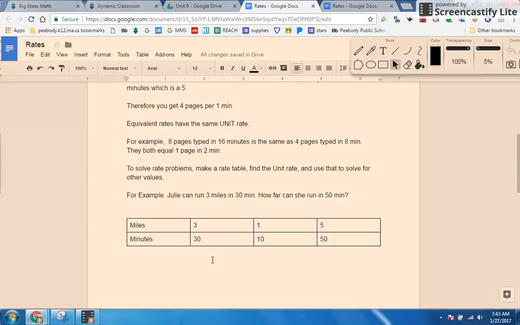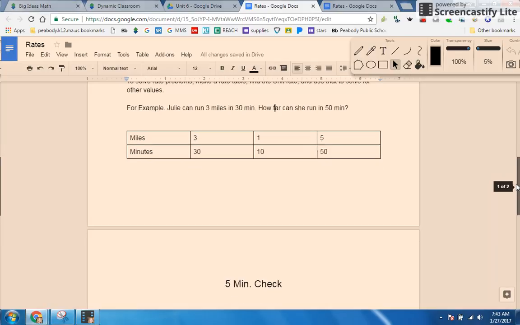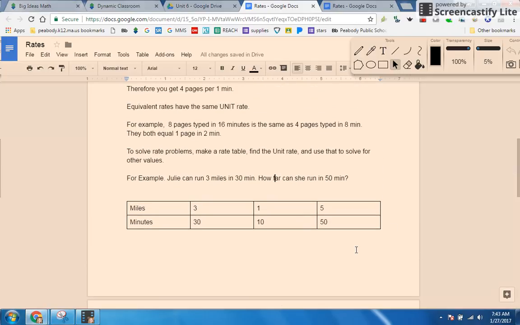We've already done ratio tables, so hopefully this will be helpful. This time you're simplifying it all the way to get into your unit rate, and then you're using your unit rate to solve the problem. So I'm going to have you pause, and we'll try some on the big ideas.